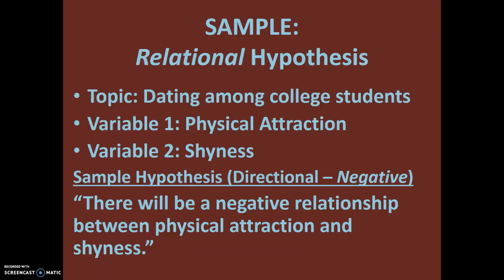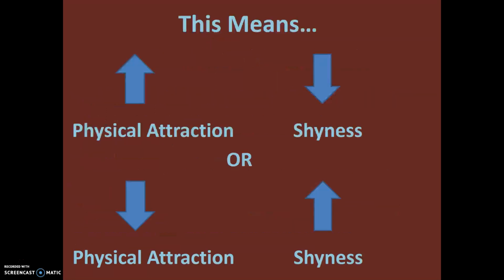Because that word negative is being used, that tells us two things. That the relationship between the two variables is actually going to be opposite. So that could mean as physical attraction increases, shyness will decrease. Or as physical attraction decreases, shyness will increase. Because the arrows are going in opposite directions, that can be considered a negative directional hypothesis. And so we're predicting that the variables are actually going to be related to each other in an inverse manner.